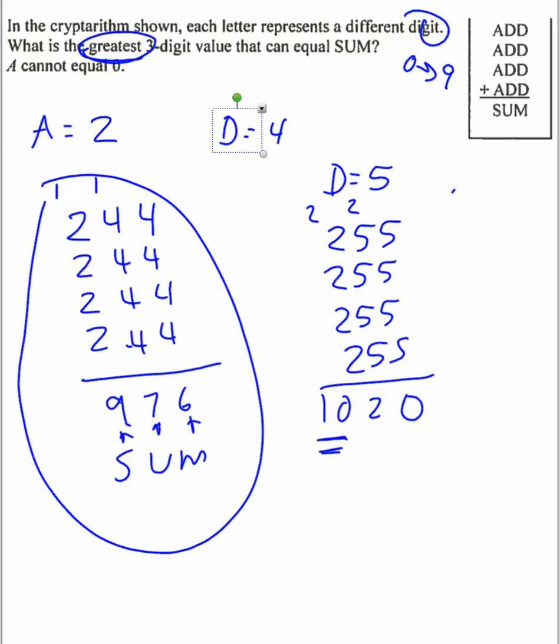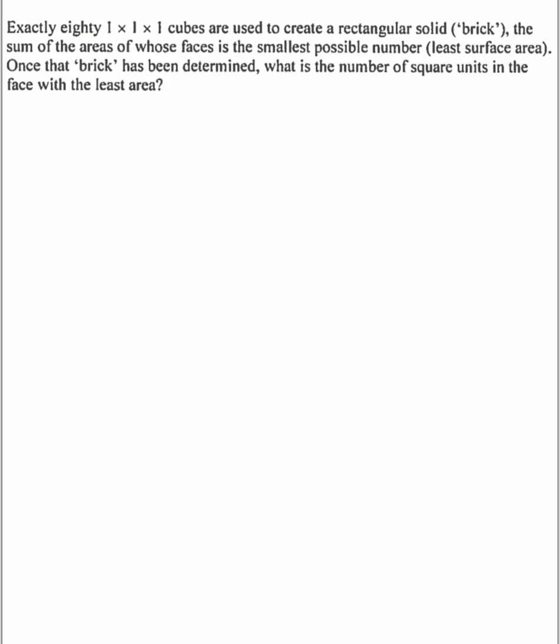All right, so let's move on to the last question. Now, this is a very interesting one, and I think a lot of you were quite confused by this. When it says 80 1 by 1 by 1 cubes, that means we're creating something that has a volume of 80, okay?